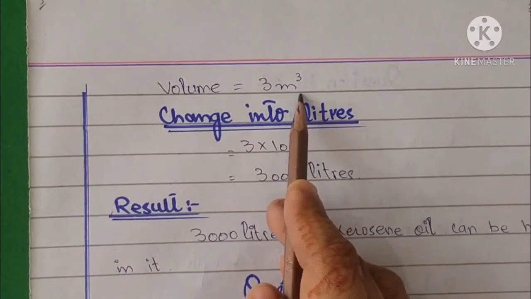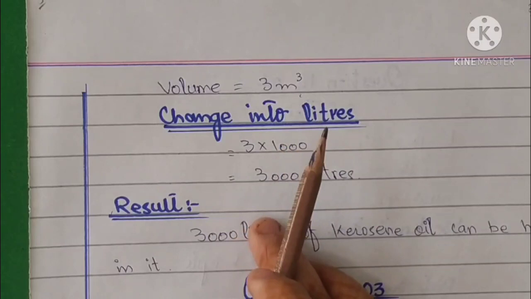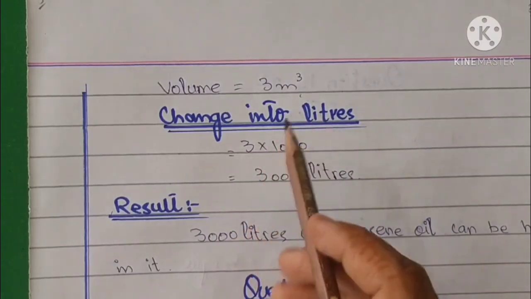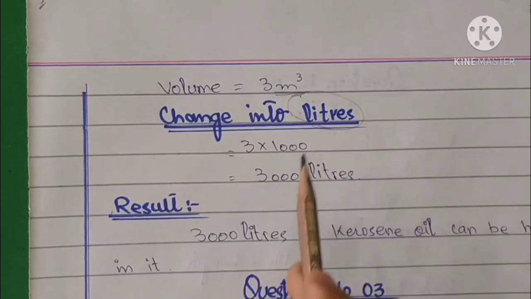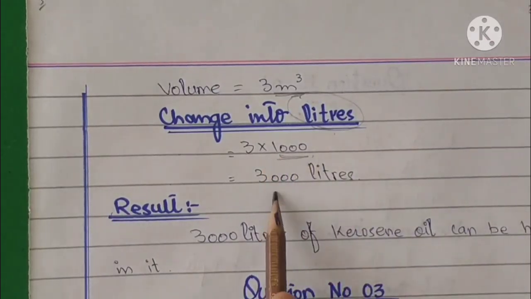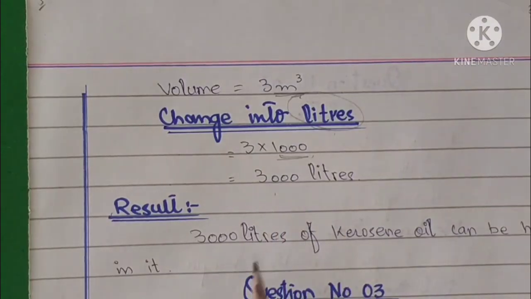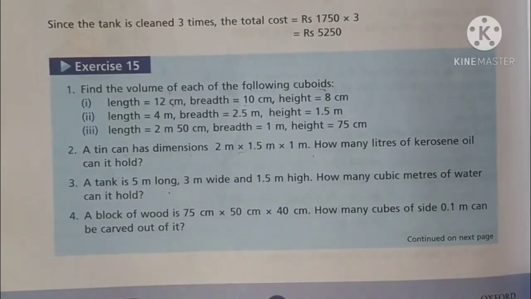Now dear students, according to the requirement of this question, how many liters of kerosene oil can it hold. So we will convert this meter cube into liters. To convert into liters, we will multiply by 1000. So 3 multiplied by 1000 is equals to 3000. So the result of this question is 3000 liters of kerosene oil can be held in it. This is the solution of question number 2.